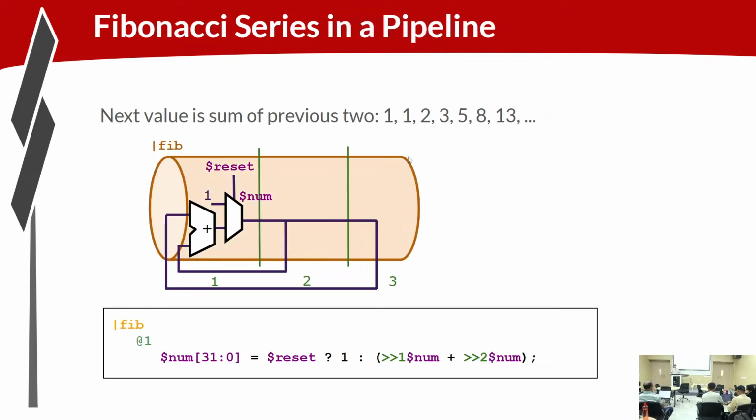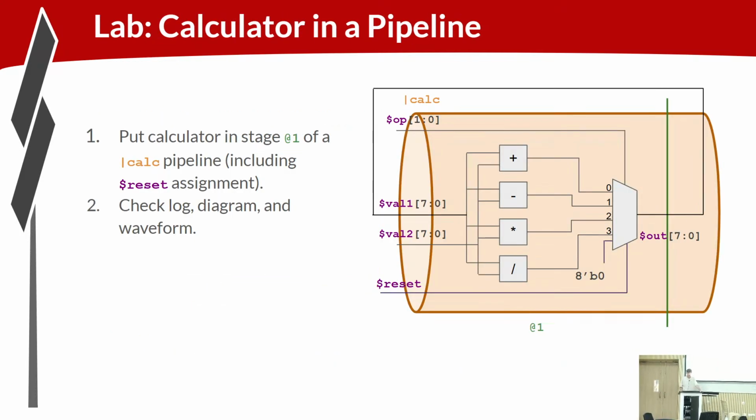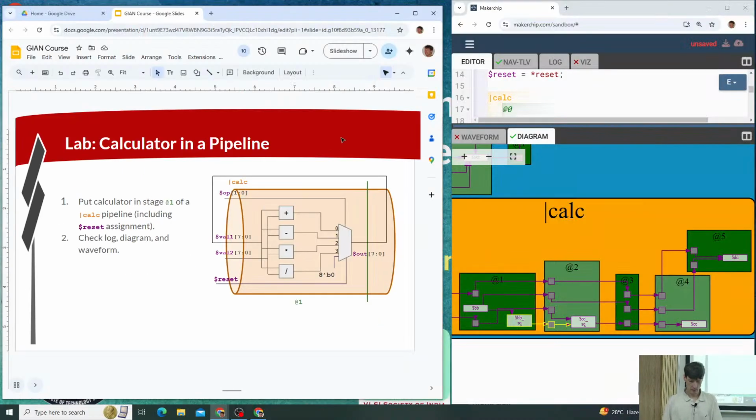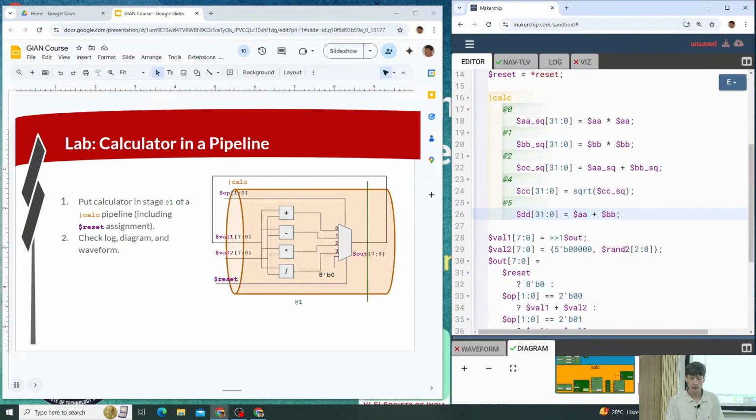So this is our Fibonacci series in context. And we're going to do the same thing with our calculator, right? This exercise is just to put your calculator logic in the context of a pipeline, which just means adding the calc and adding reset. In the MakerChip IDE, for convenience, if you need to indent code, as you will for this exercise, you can highlight the code and use Control square brace left and right to indent and unindent.